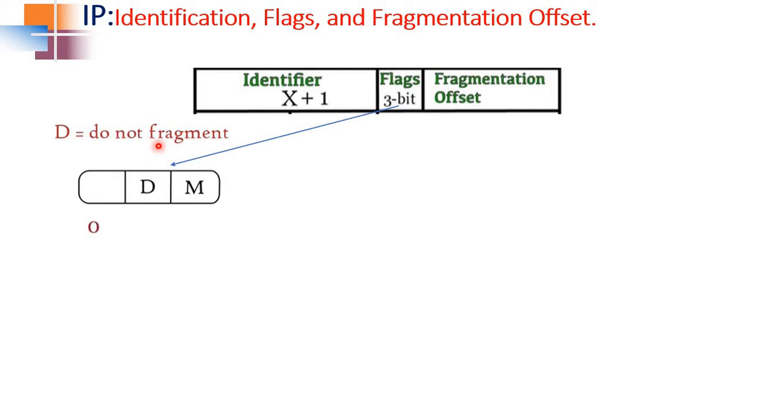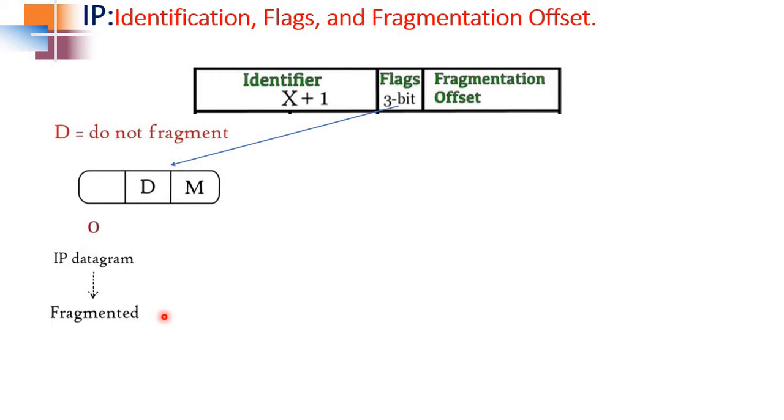Do not fragment. If the D value is 0, which means I'm going to do the fragmentation. The actual name is Do not fragment, so if the value is 0, it works in the opposite manner. So I'm going to divide the incoming data into small segments, and we're going to call that fragmentation.